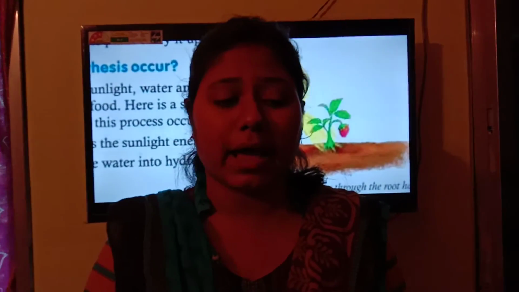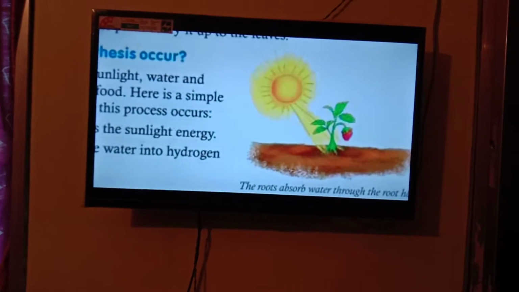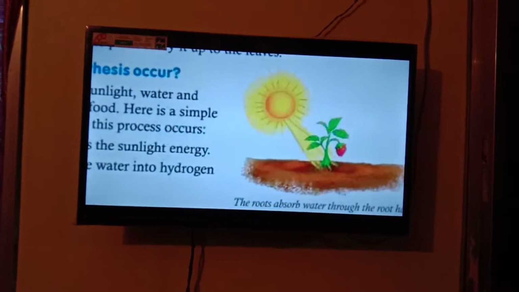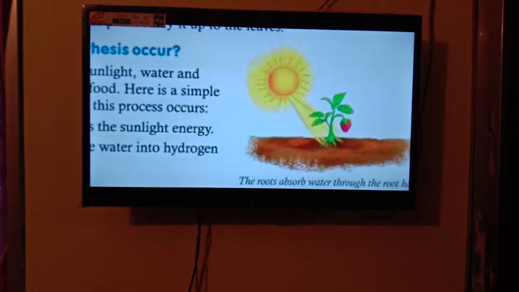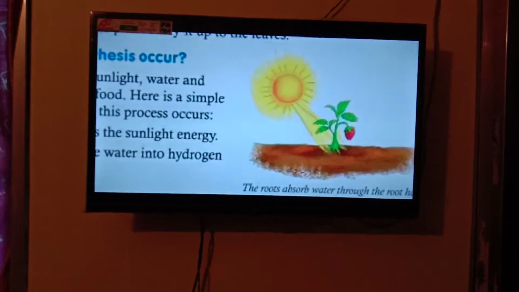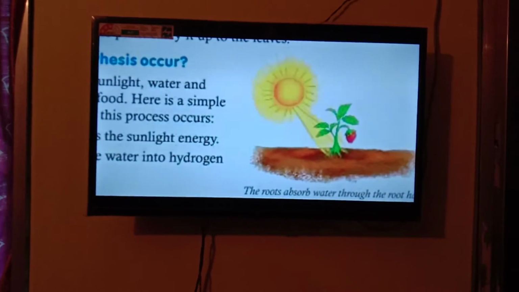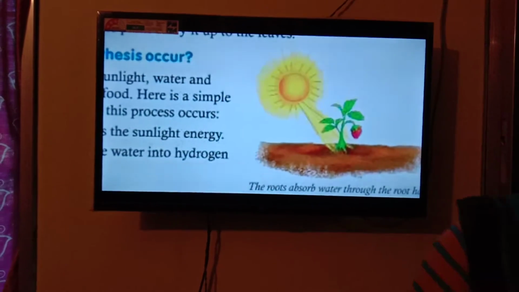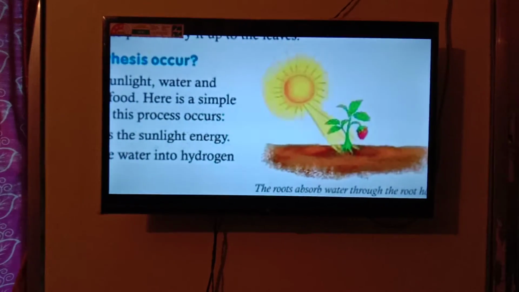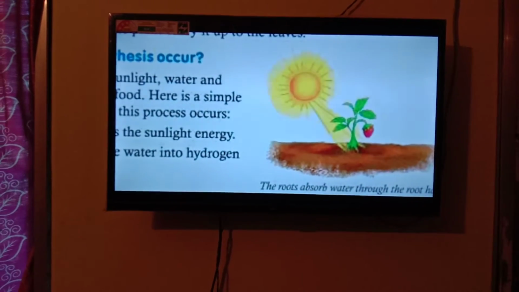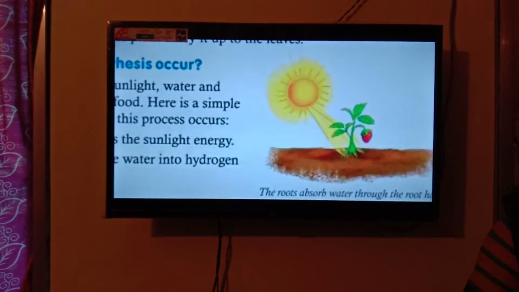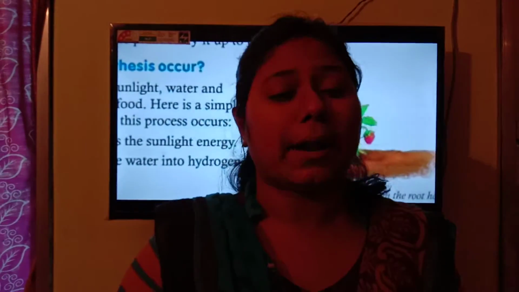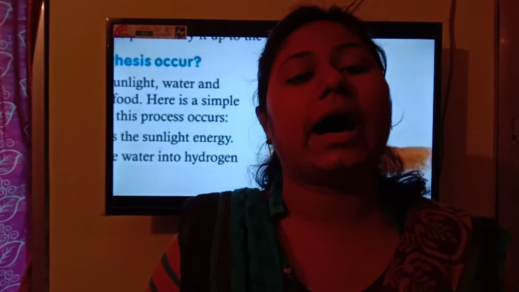Now how does photosynthesis occur? Students, look at the picture. First the plant traps the sunlight, and this sunlight breaks down the water into hydrogen and oxygen. The oxygen is released out, but the hydrogen is used with the carbon dioxide, and they produce glucose.